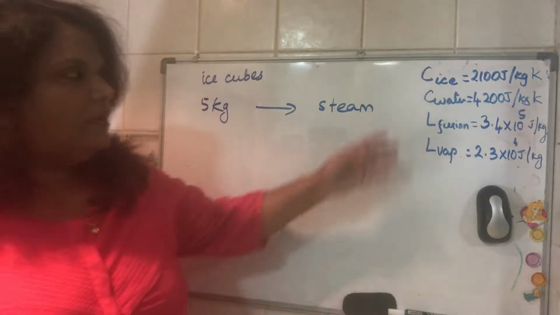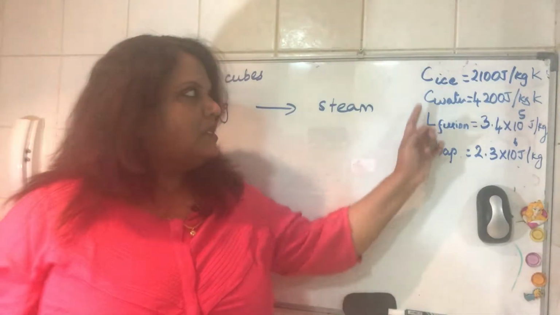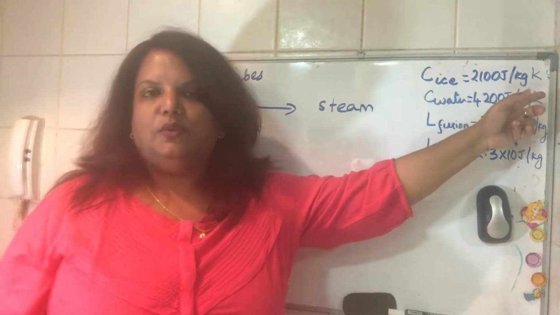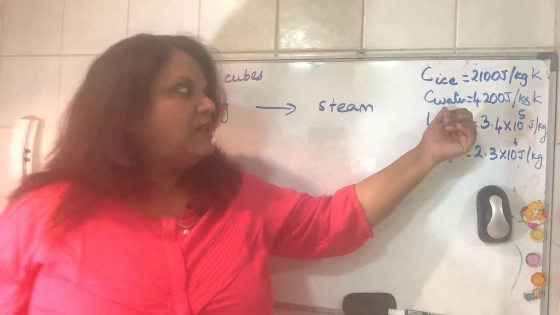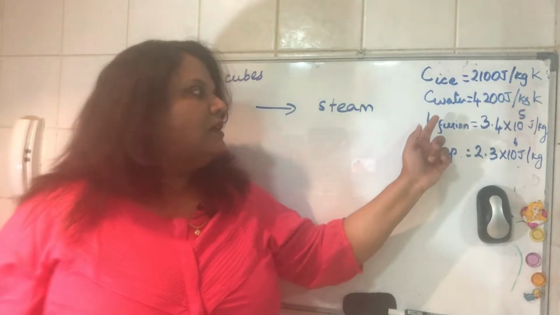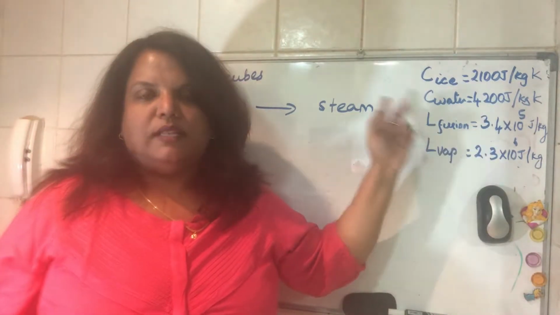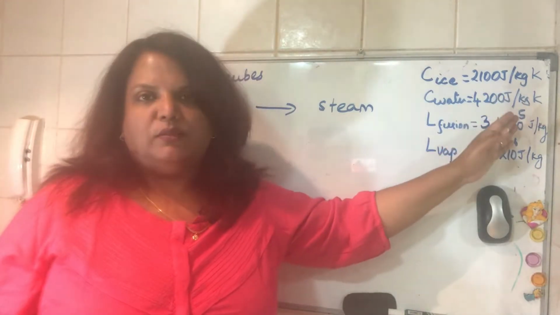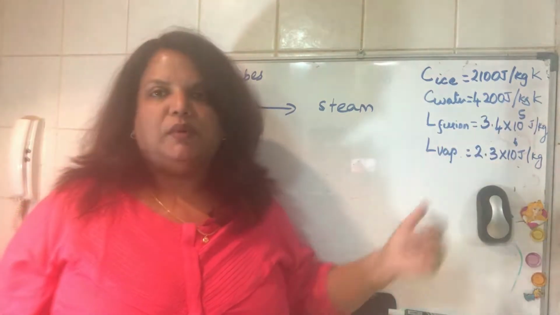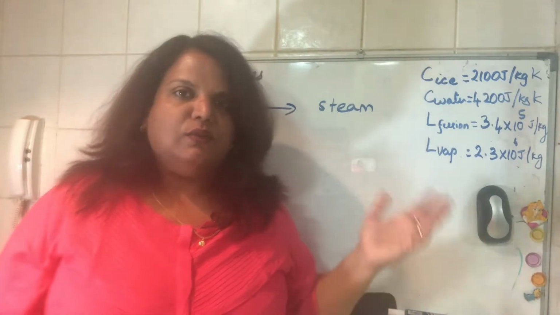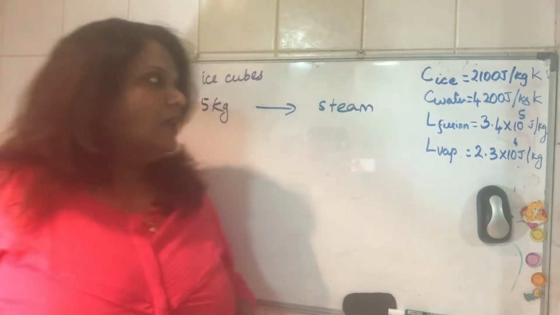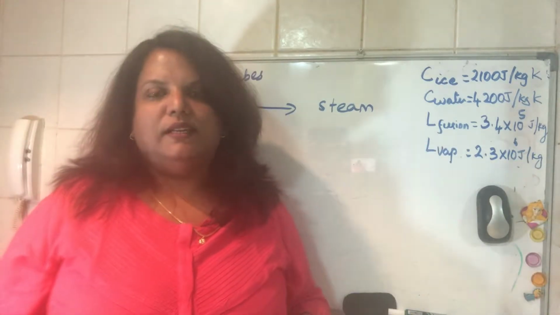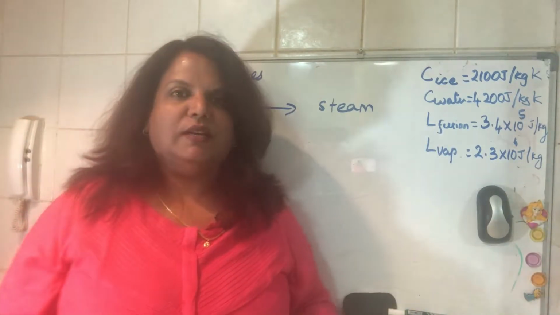The given or standard values are here. C of ice, the specific heat of ice, is 2100 joule per kilogram Kelvin or degree Celsius. C of water is 4200. L of fusion of ice, from ice to water, is 3.4 times 10 to the power of 5, and L of vapor, from liquid to gas, is also given to you. Those of you who are confident can pause this video and go ahead calculating, and then finally compare your answers.